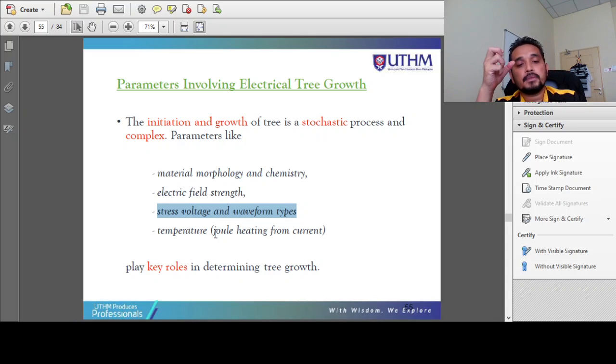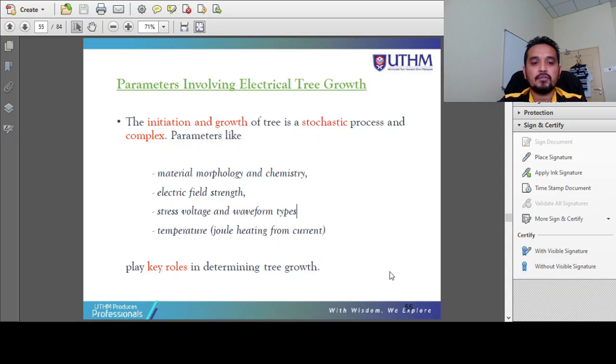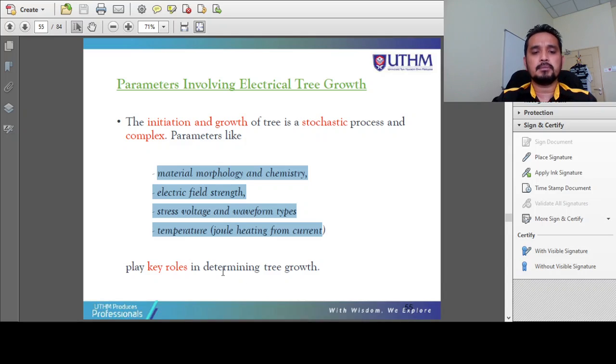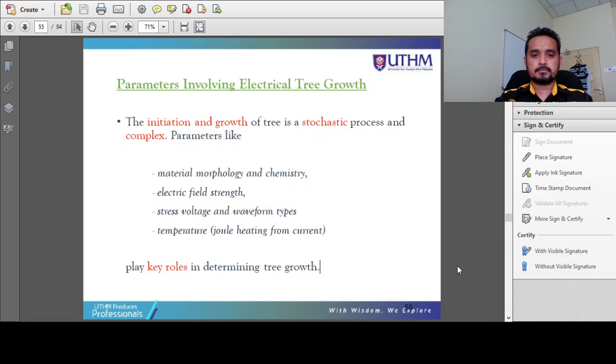Say the solid dielectric is installed outside, so the external factor like the heat from the sun will also promote the formation of the tree. These are four main important parameters that are involved in determining the tree growth.